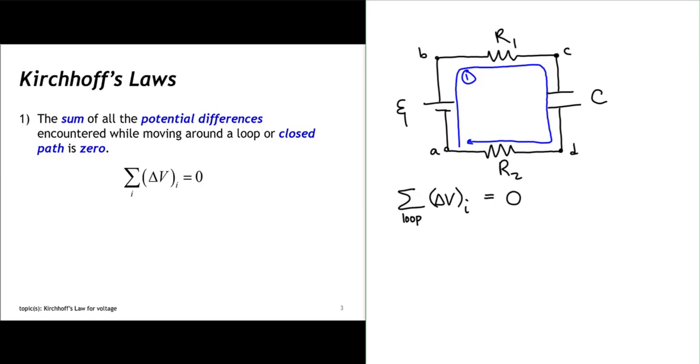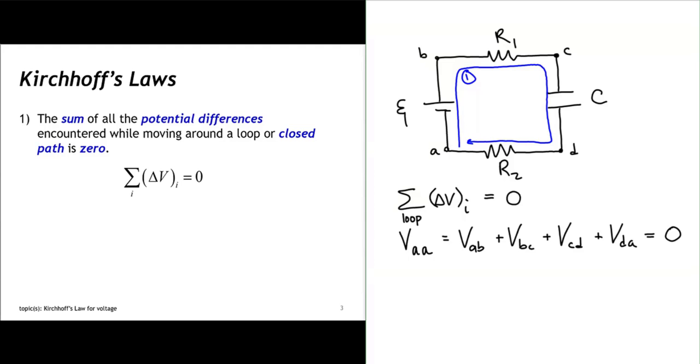So going along path 1, let's do this complete loop starting from A. So the potential difference from A to A is equal to the potential difference from A to B plus the potential difference from B to C plus the potential difference from C to D plus the potential difference from D back to A. So we've now gone in a complete loop, and Kirchhoff's law guarantees that the sum of those potential differences must be equal to 0.